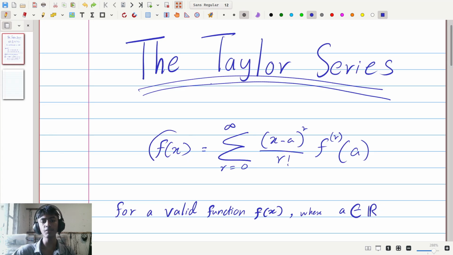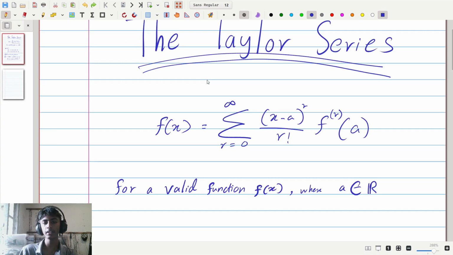equal to the infinite sum as r goes from 0 up to infinity of (x minus a) to the power of r divided by r factorial times f^(r) of a, where f^(r) is representing the rth derivative of f. So that means you take the derivative of f r number of times and then to that value you substitute a. If we have that and we sum all of these expressions together, then f of x is going to be equal to that sum.